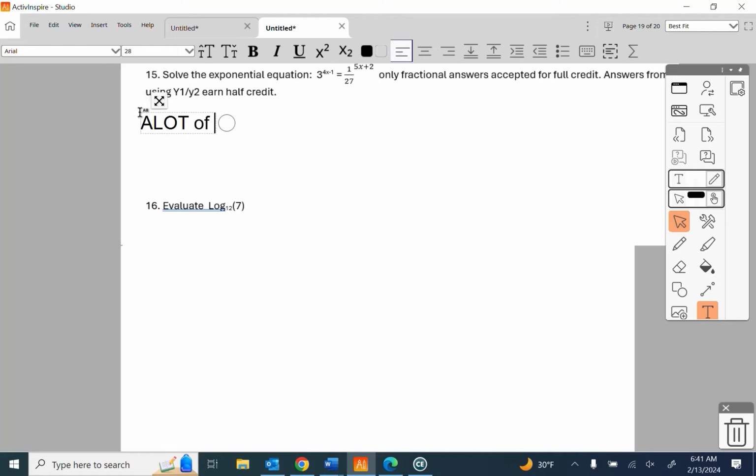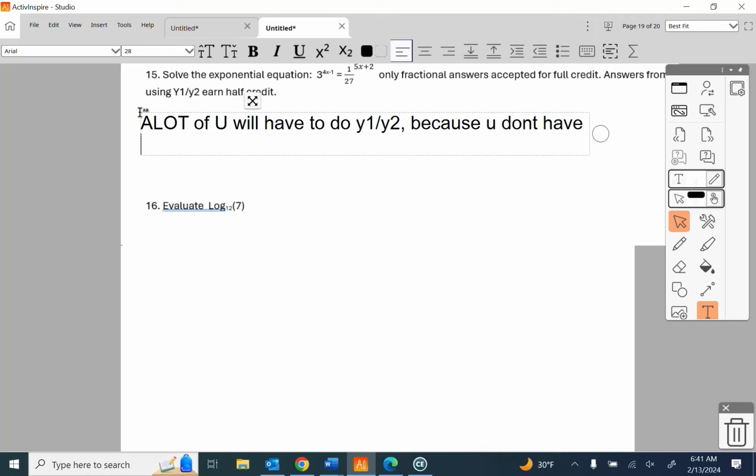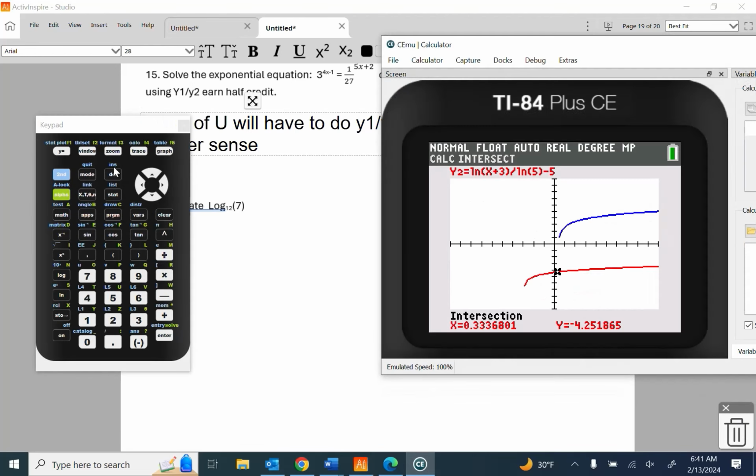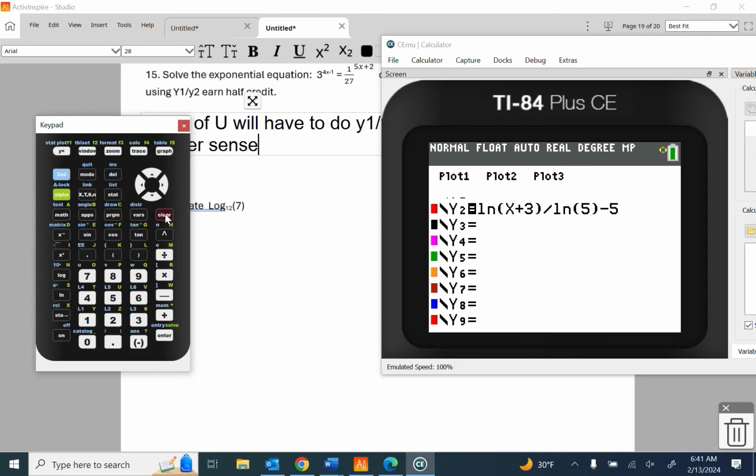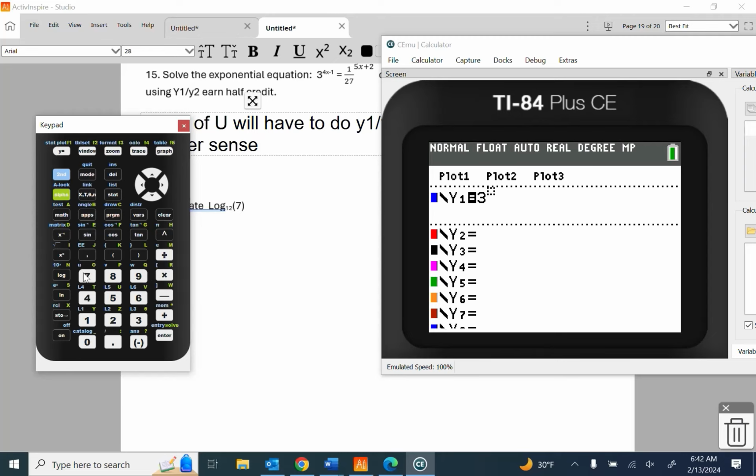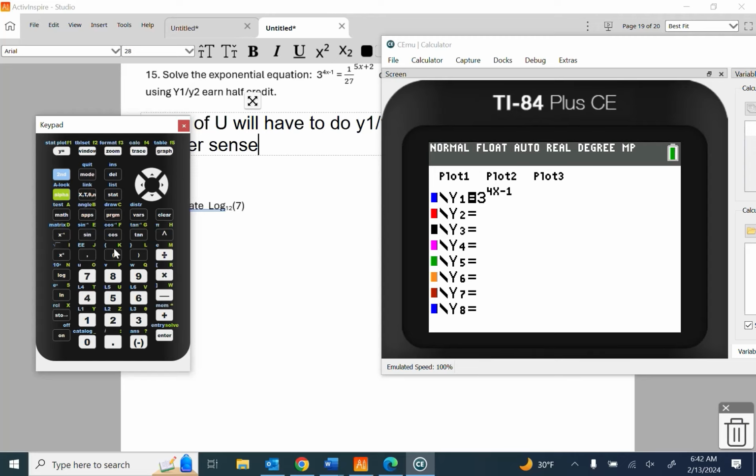A lot of you will have to do y1, y2 because you just don't have the number sets. Plain and simple. You don't have it. So let's do y1, y2, and then I'll go back and do it by hand. And it is a half credit situation. It's not a full credit situation. It is my hopes that when you guys take your end of course test that you at least know how to do some stuff in a calculator.